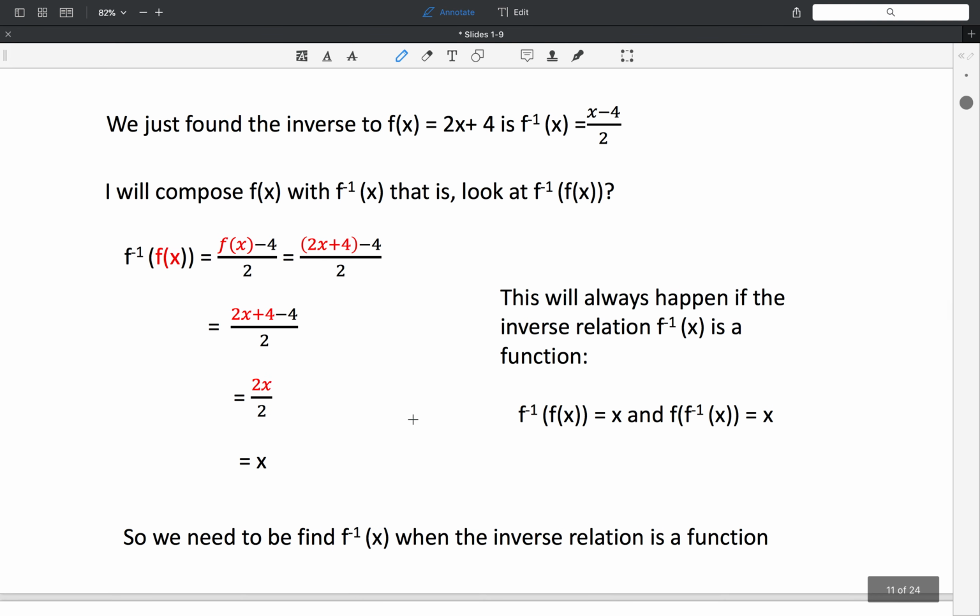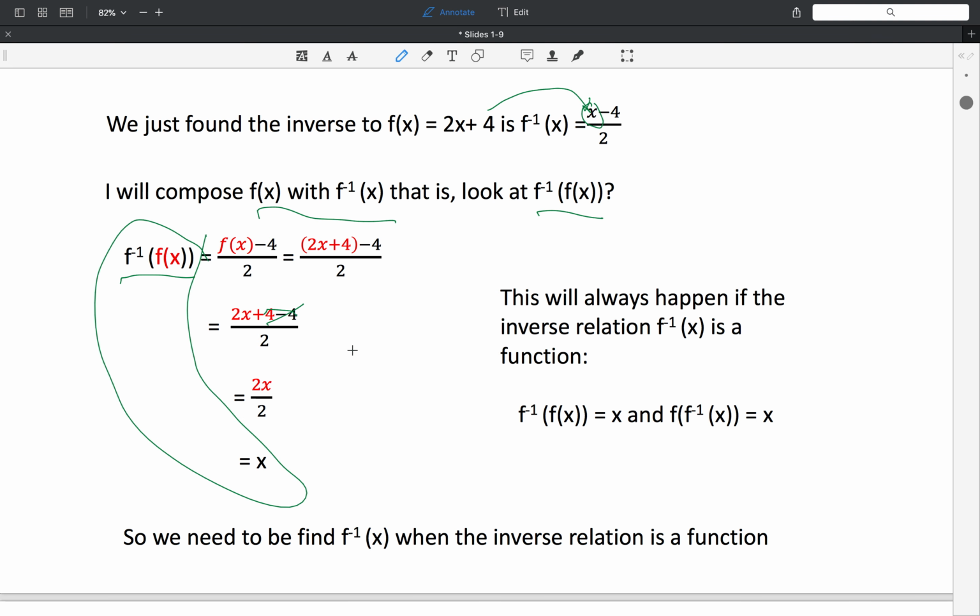Okay. So again, I want to compose f with f inverse to look at this and see what I get. So look at f of f inverse of x. I hope to get x. Well, whenever I see an x here, I have to plug in this. So I plug in 2x plus 4. So I get 2x plus 4 minus 4, distribute. That's going to be 2x. 2x divided by 2 is x. Good news.